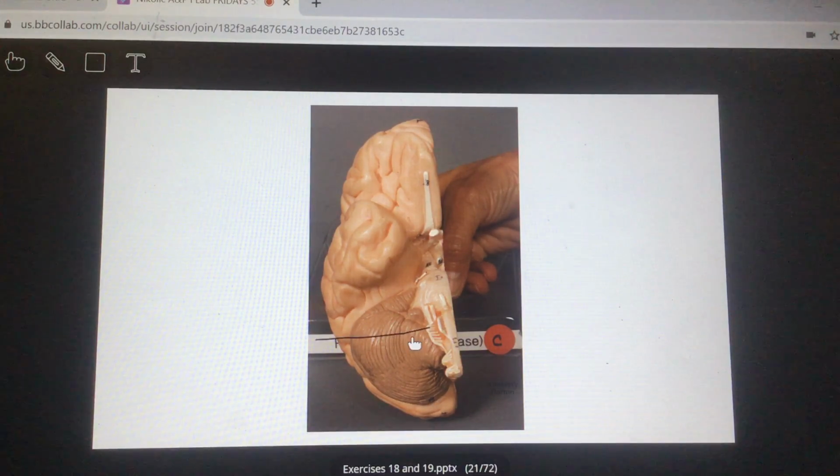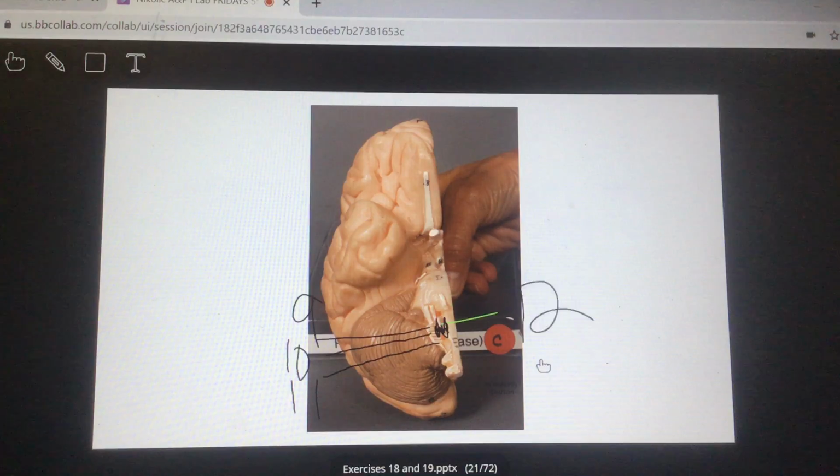9, 10, and 11. It's basically a general area, right? 9, 10, 11. And then this part here, 12. Yeah. All right. Not that bad. Focus on the first 5, but just know the other ones.